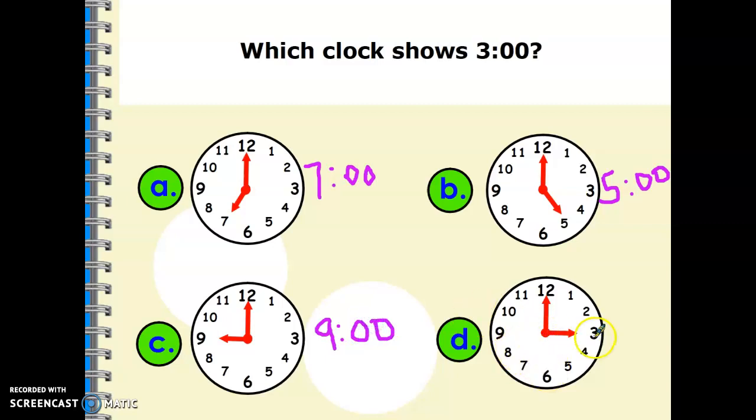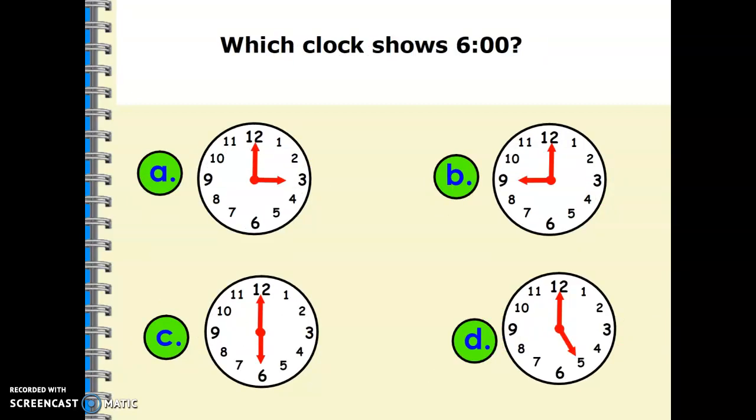Look at D, our hour hand, the shorter hand is the hour hand, is pointing to the 3, and the minute hand is on the 12, we know that this clock says 3 o'clock. So which clock shows 3 o'clock? D is our correct answer.